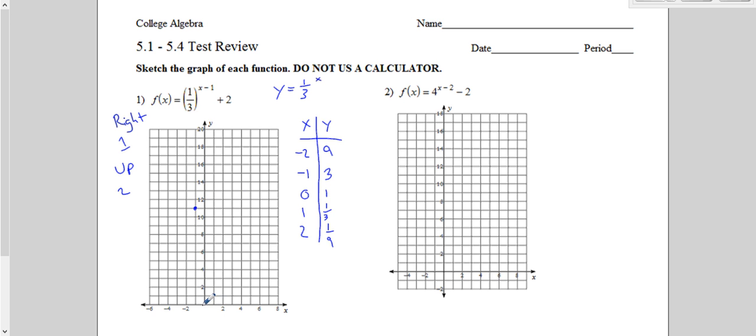For -1, 3, I'm going to do the same thing. So there's -1, 3, and we're going to the right 1 and up 2. 0, 1 is right here. Then I will go over to the right 1 and up 2. For 1 and 1/3, that's about right there. Go over 1 and up 2.